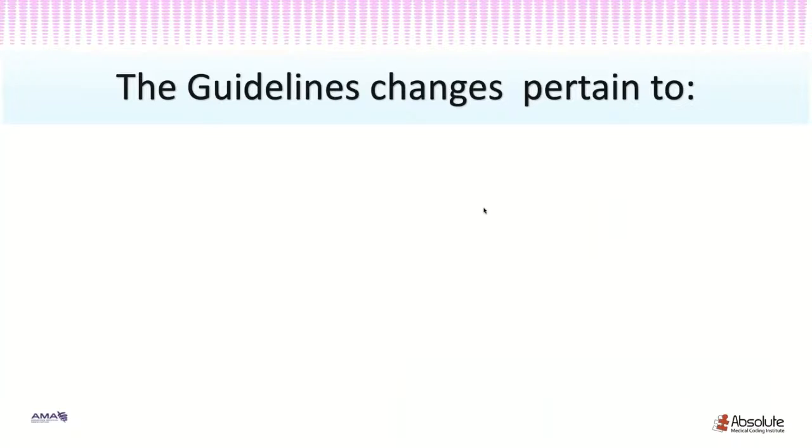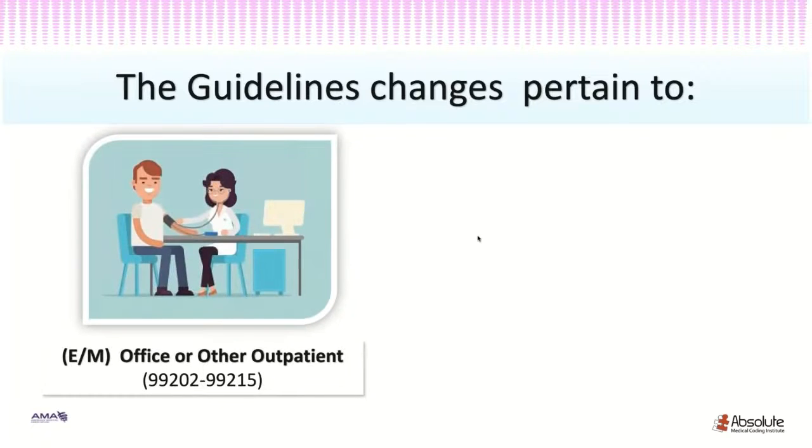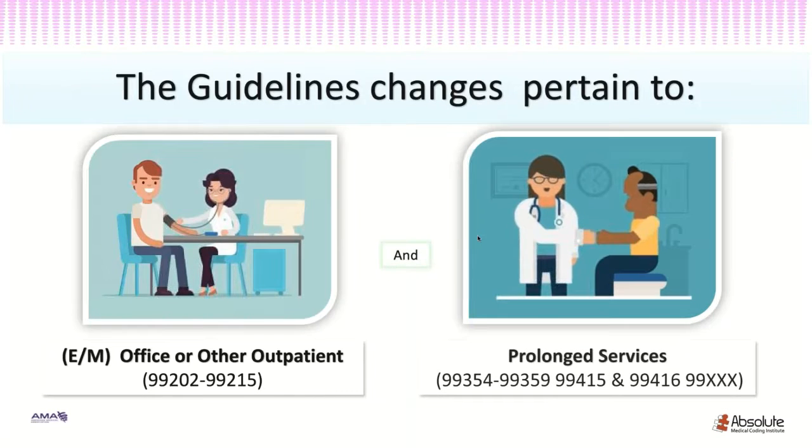As you can recall, we said that the guidelines pertain to the following: E&M office or other outpatient visits, code series 99202 through 215, and prolonged services, code series 99354 through 99359 and 99415 and 416 and 99XXX. I know you're saying it. Don't worry about it. We will review all of it. Now let's discuss prolonged services.